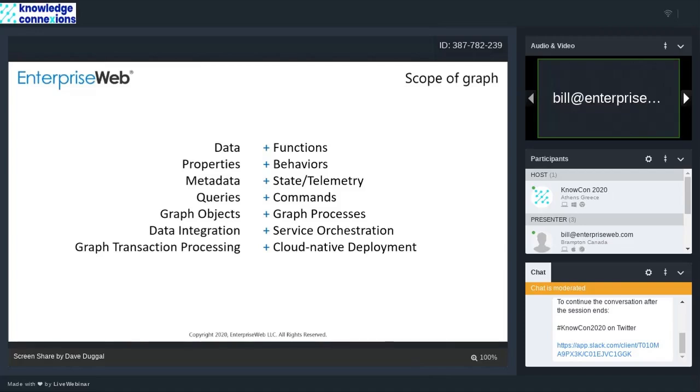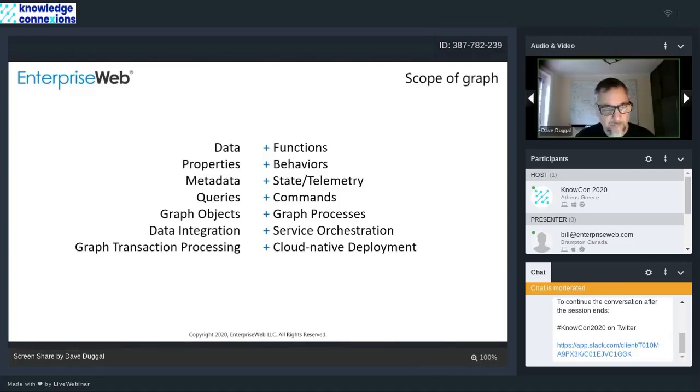Perfect. Data integration and service orchestration, graph transaction processing, and cloud-native deployment. So we're literally using graphs to support, for one of the world's largest telecoms, hybrid multi-cloud support, right? Where they're using enterprise web, onboarding really complex solution elements that support things like this webinar, the underlying technologies that support it, doing that in 4G and 5G, and doing it in a hybrid multi-cloud way where their customers don't know where their service is running.